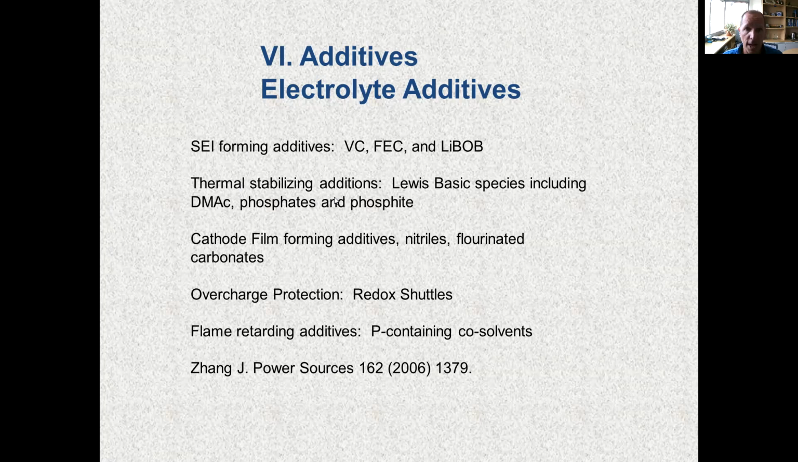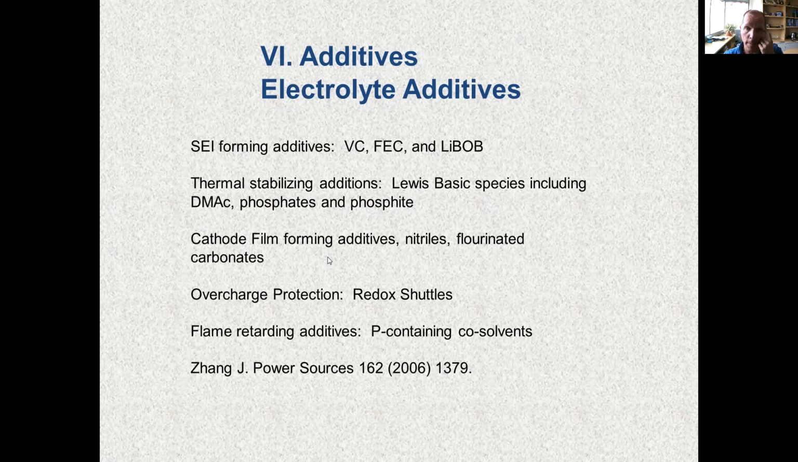There's also thermal stabilizing additives. As I mentioned earlier, LiPF6 is inherently a thermally unstable salt, which can dissociate to generate PF5, which is a strong Lewis acid. If you add various Lewis basic species, including dimethylacetamide or phosphates or phosphites, these additives can inhibit these thermal decomposition reactions by acting as Lewis bases to bind the Lewis acidic species.